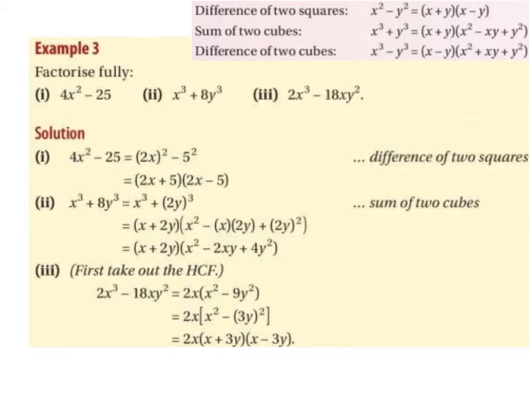So the cube root of 8y cubed is going to be 2y, and that is going to go in the back of our first bracket. So we have x plus 2y in our first bracket. Now, following our formula, in the front of our second bracket, we have our first term squared.